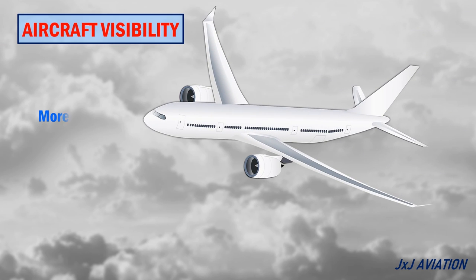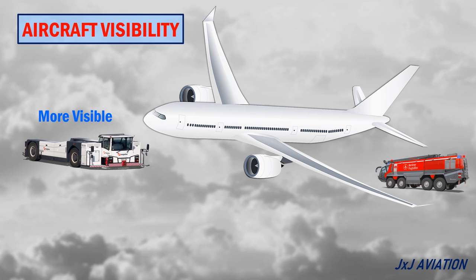Aircraft visibility. These lighting systems are used to make the aircraft more visible to other aircraft while in flight, and also to ground vehicles when taxiing at an airport.